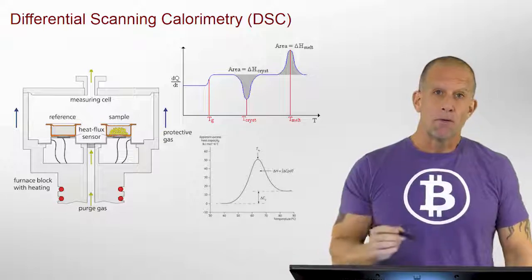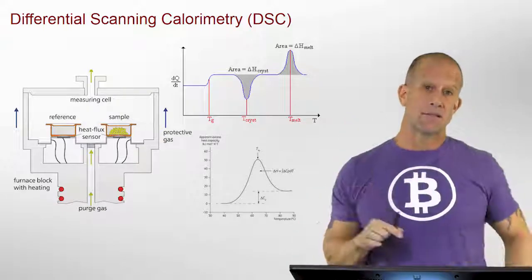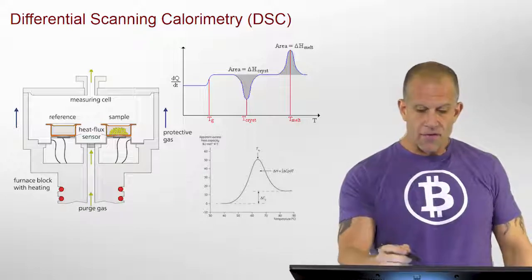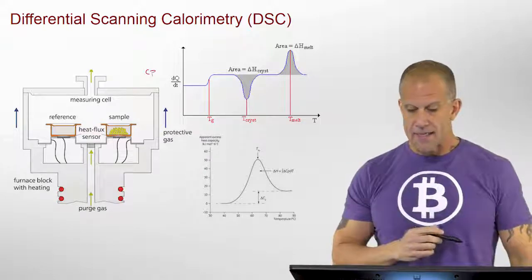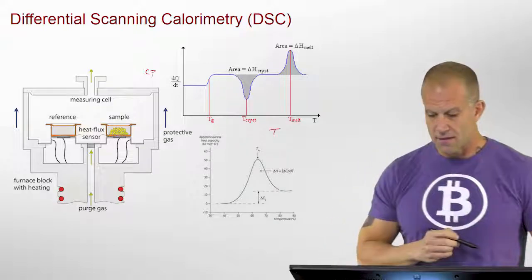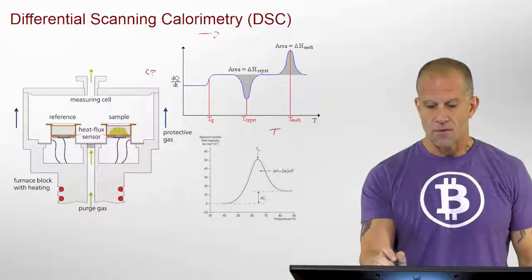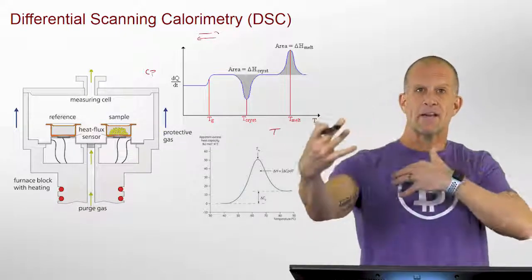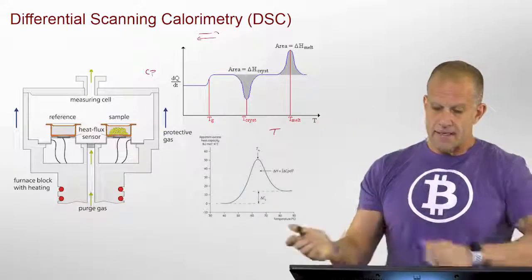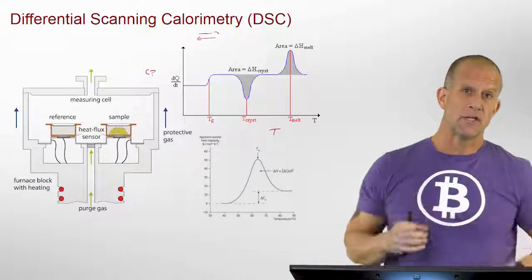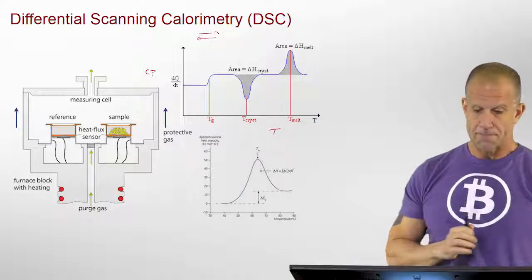That's directly proportional in a sense to how the heat capacity is changing. So this gives you a measure of how the heat capacity changes as a function of temperature in your system. You can do either heating or cooling, and you can scan at different rates and see anything that causes a heat effect or an enthalpy change in your system.